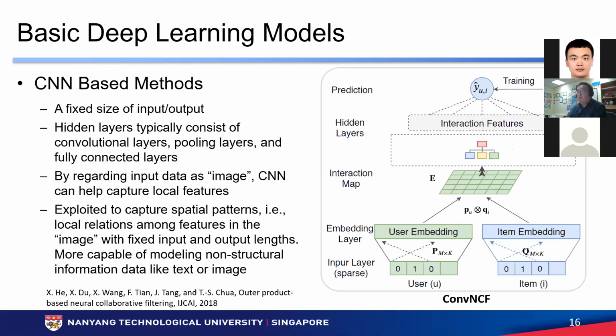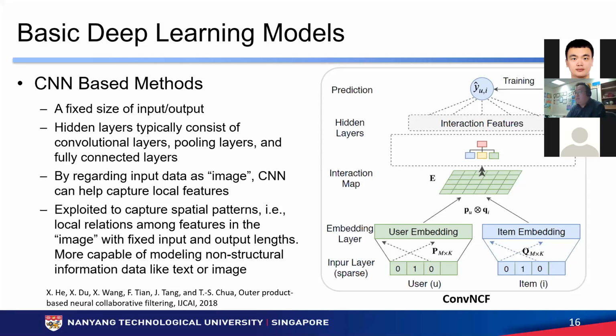And another deep learning model is this CNN-based model, the convolutional neural network. For example, this ONCF, showing this figure. And this is proposed by He and others as well. And this model first utilizes the outer product, which is this interaction map, to explicitly model the pairwise correlation between user and item embeddings, and then employs this CNN to learn the high order correlation between the embeddings in a hierarchical way.